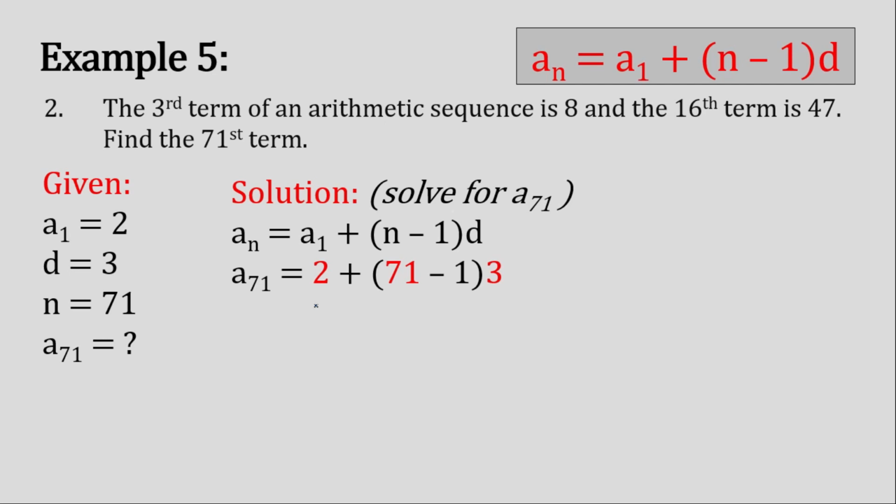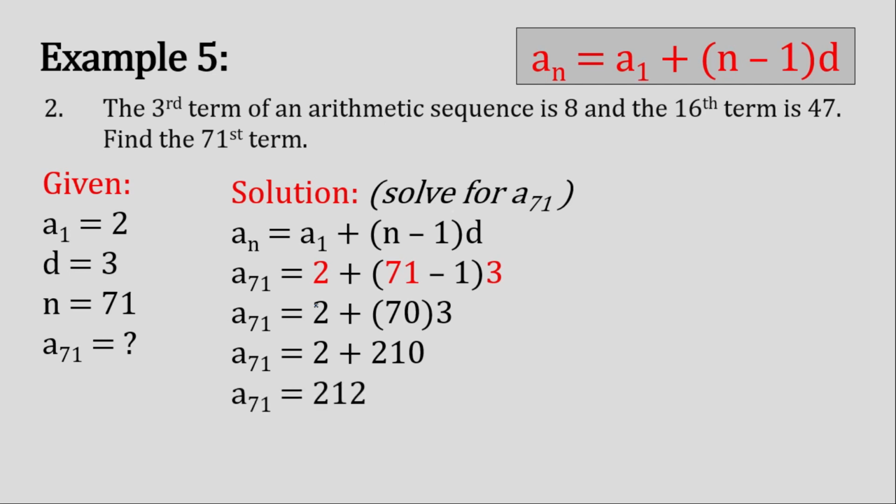Then after that, 71 minus 1 is 70. So a sub 71 is equal to 2 plus 70 times 3. So 70 times 3 is 210. 210 plus 7 plus 2 is 212. So a sub 71 is 212, or the 71st term is 212. That's how to solve this kind of problem.